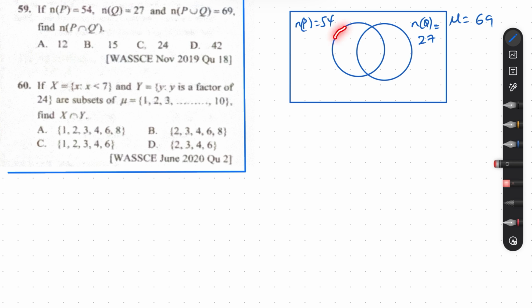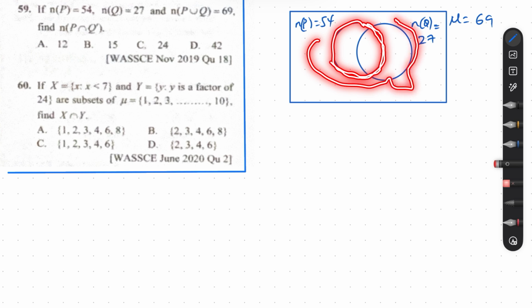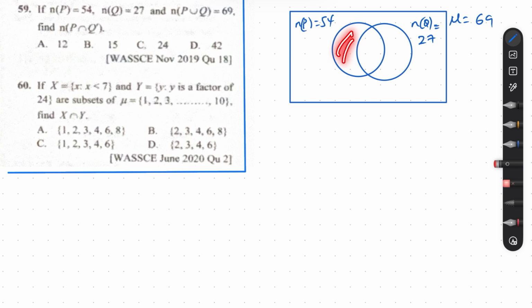We should find everything here, things that are common to P and also common to Q complement. Q complement means everything outside of what? Q. So that means everything here is Q complement. So basically what they are telling us to find is the intersection of P here and everything outside of Q. So that intersection will be what? This area here.